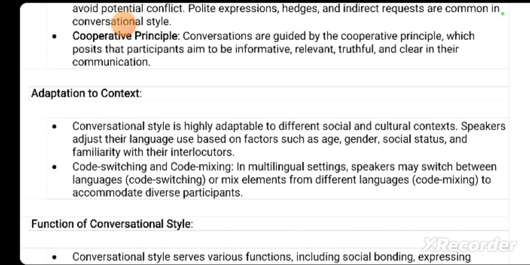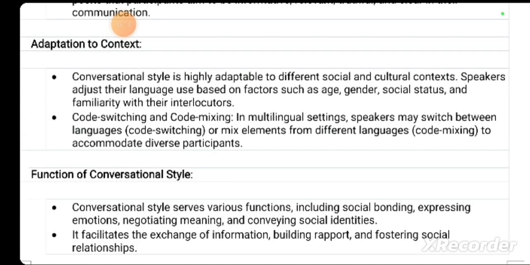Cooperative principles. Conversations are guided by the cooperative principle, which posits that participants aim to be informative, relevant, truthful, and clear in their communication. You have gone through cooperative principles. Number one is to be informative, to give proper information, to be relevant to the topic, to be truthful, and to have clarity in communication. These principles are called cooperative principles.